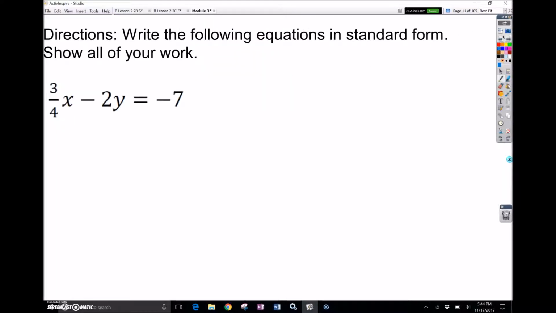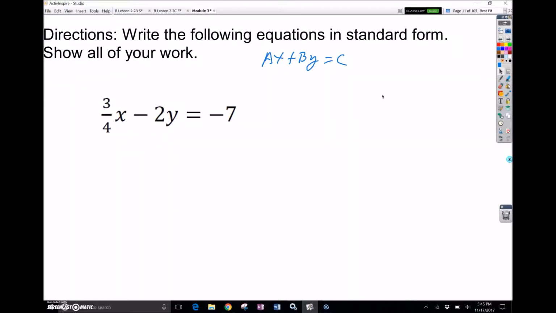So let's go ahead and jump right in. It says directions: write the following equation in standard form. Show all of your work. When I have this equation, 3 over 4x minus 2y is equal to negative 7, it looks pretty close to my form of ax plus by equals c. Remember, even though it's minus 2y, the only thing that really matters is that my coefficient of x, my a value, needs to be positive.